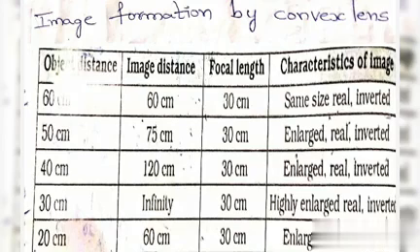Next, the object is at 40 centimeter distance, which means the object is placed between C and F. Why? Because C is 60 centimeters and F is 30 centimeters, so 40 centimeters comes between 60 centimeters and 30 centimeters.